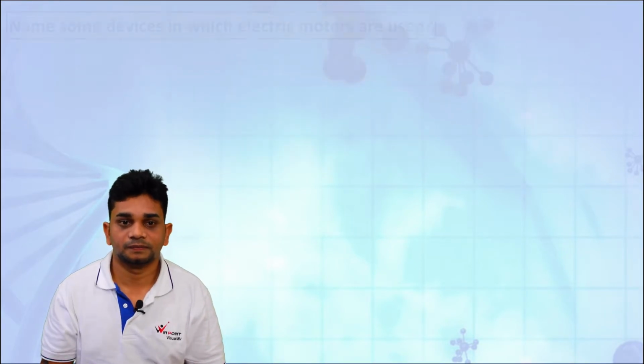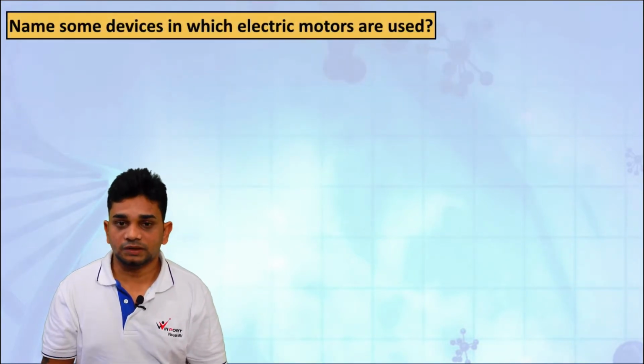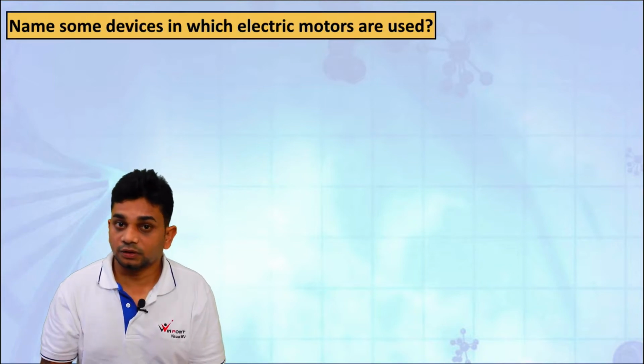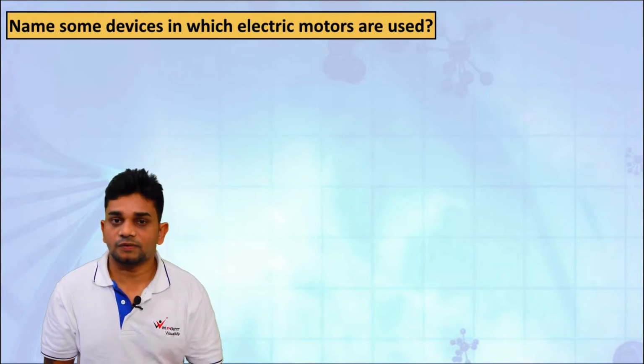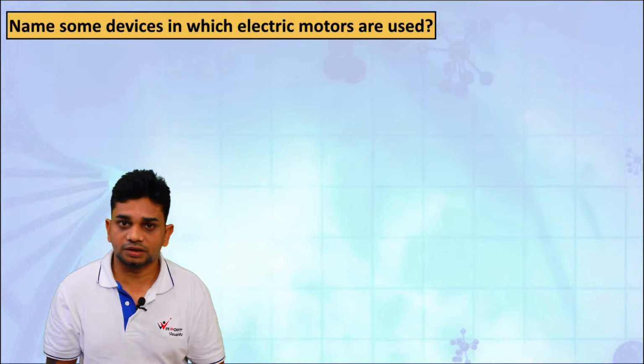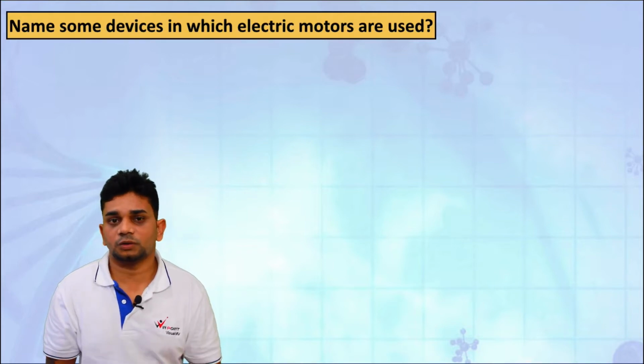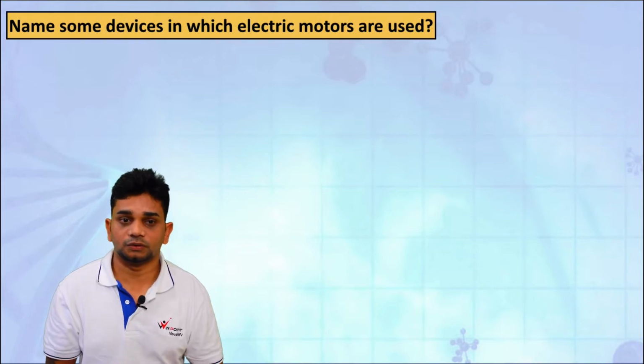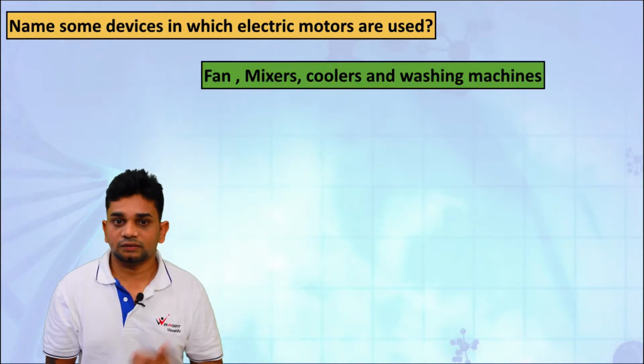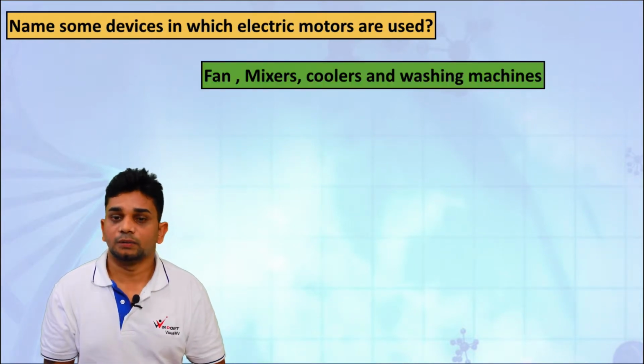Next question. Name some devices in which electric motors are used. We are using lots of devices at home, right? Like fan, mixer, grinder, washing machine, and all these electrical devices are applications of electric motor. So we are going to name some devices: fan, mixers, coolers, and washing machines.